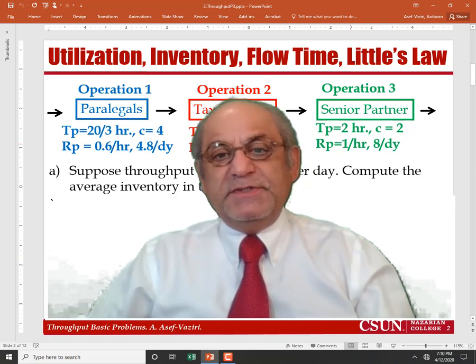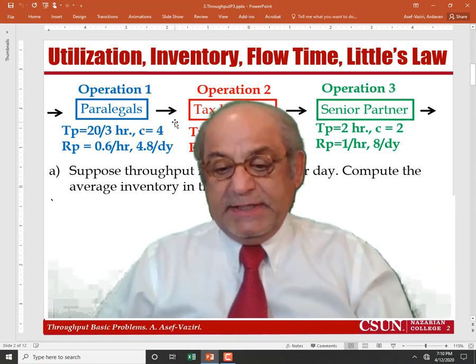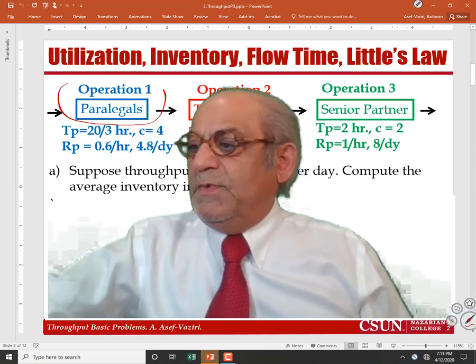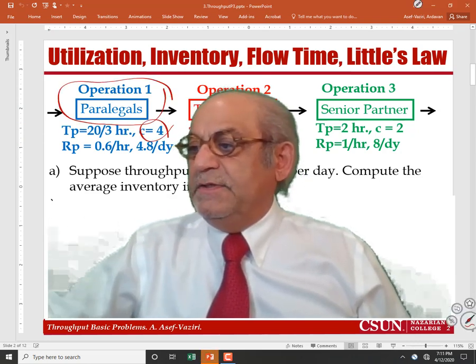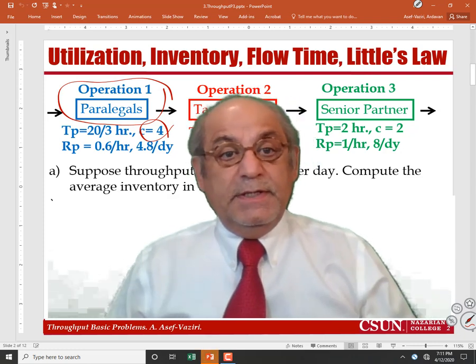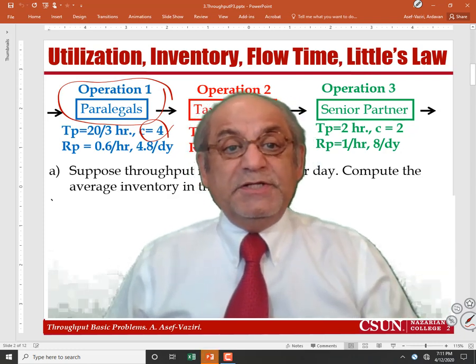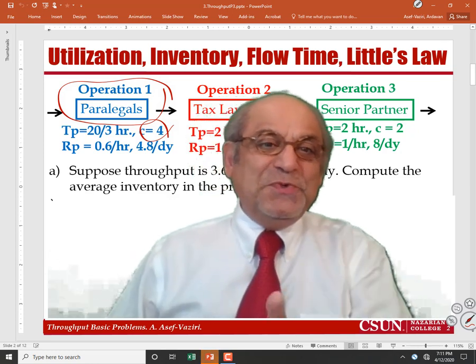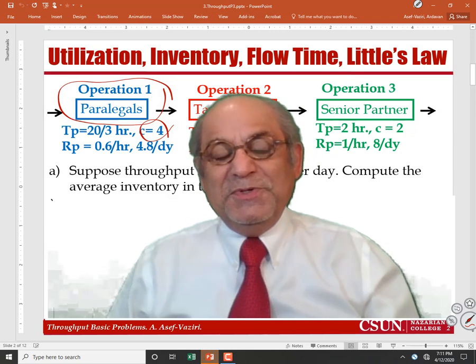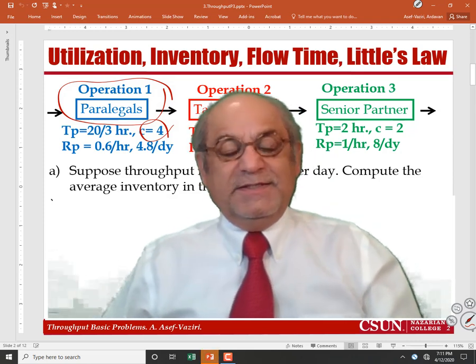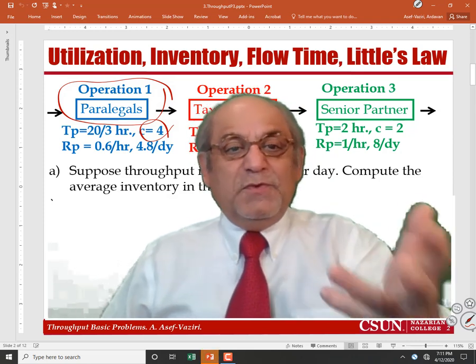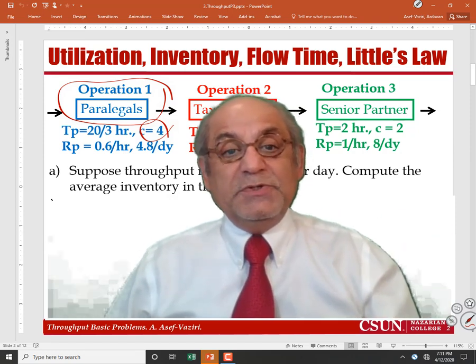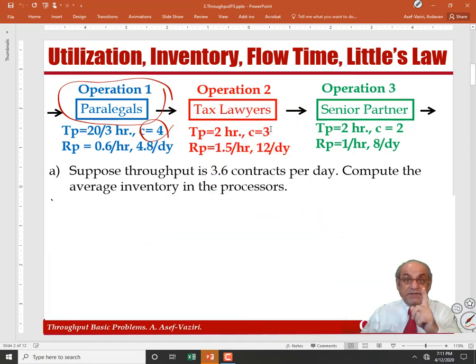So we have three resource pools indeed. Resource pool 1 has 4 resources. Unit load of each one is 20 divided by 3. I have put 20 divided by 3 because I didn't want to put 6.666666667. In 20 hours, this station can produce 3 products for each of its resources. There are 4 resources in this resource pool.